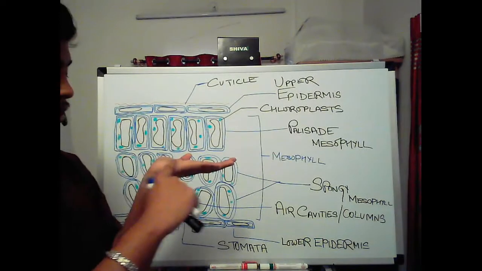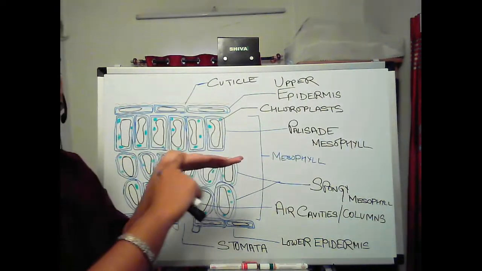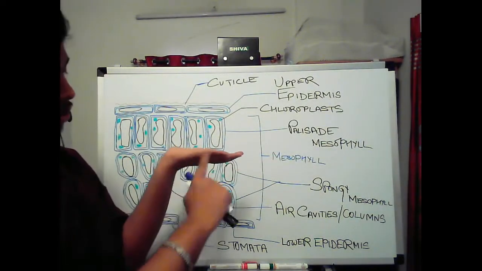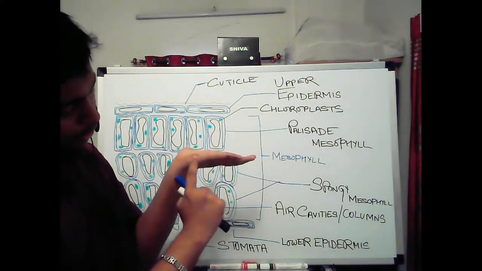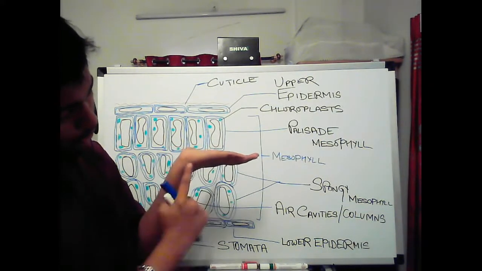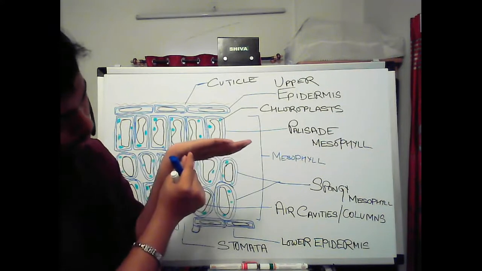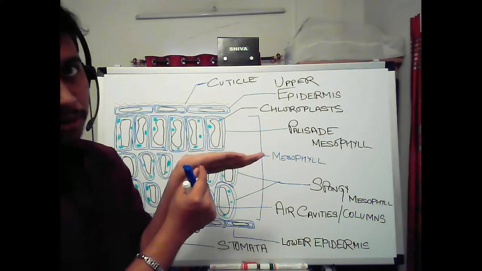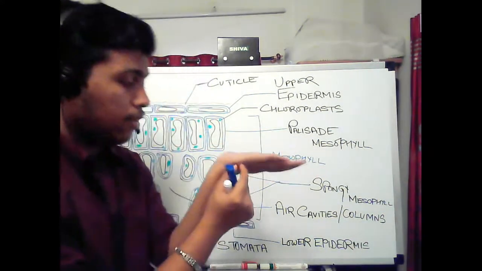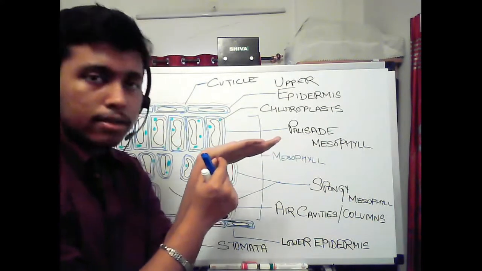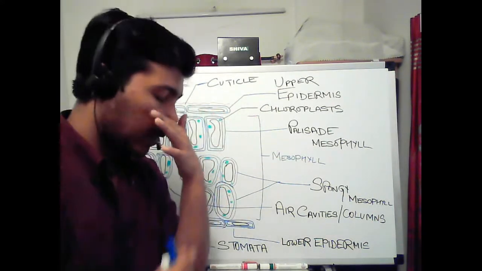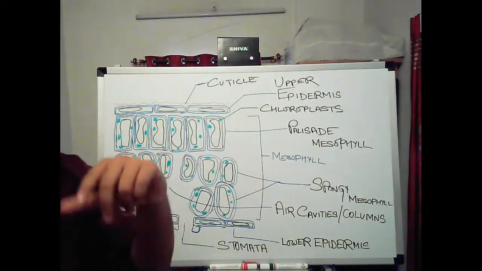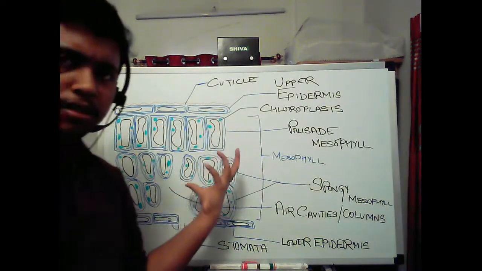So the ventral part will contain this waxy cuticle, then the upper epidermis, then the middle part will be the palisade over here, the spongy mesophyll over here, then the lower epidermis, and there will be a small opening in the lower epidermis. This small opening is the stomata. That stomata diffuses gases in and out of the leaf cells.